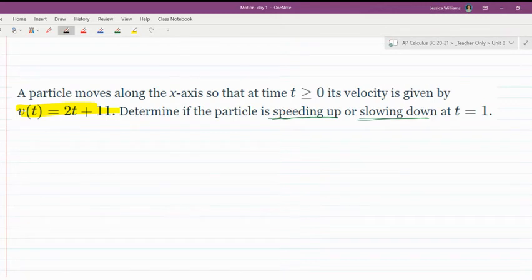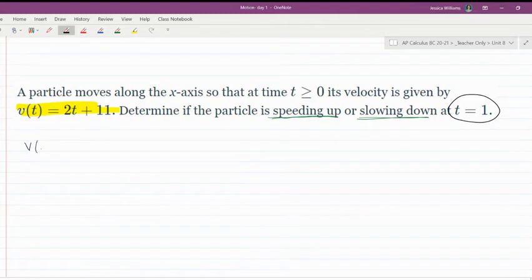So they gave me velocity and they're asking about time 1. So let's go find the velocity at time 1. That's going to be 2 times 1 plus 11, which is 13. That's greater than 0. The other one I need is acceleration. Acceleration is the derivative of velocity, so I'm going to take the derivative of this function.